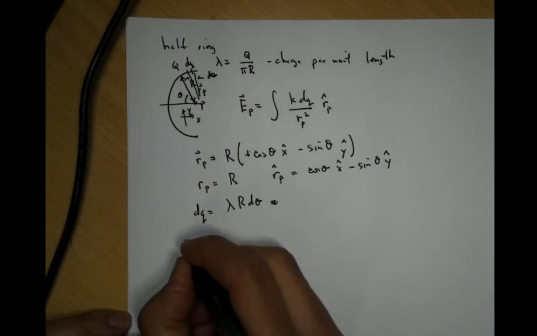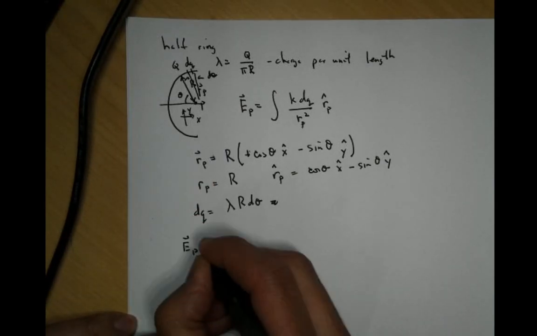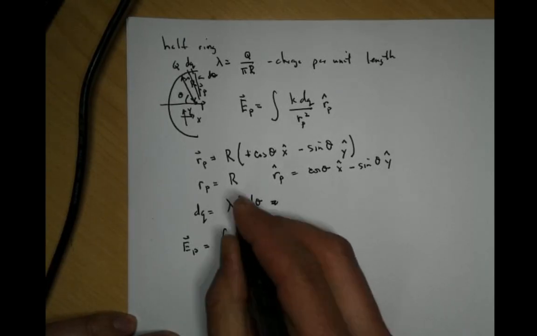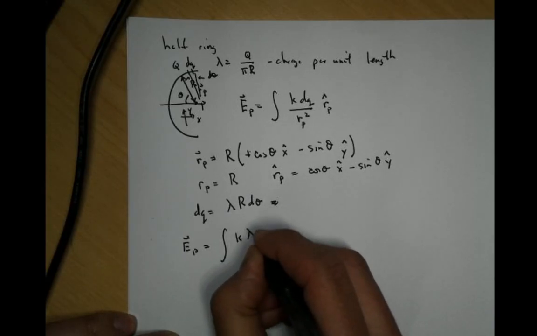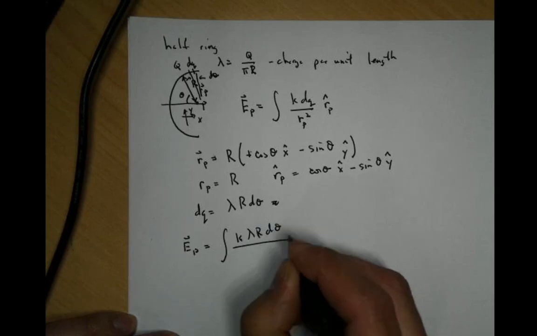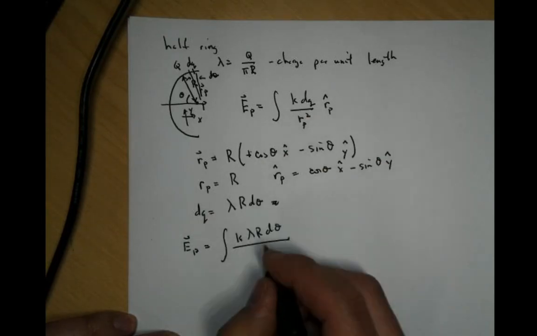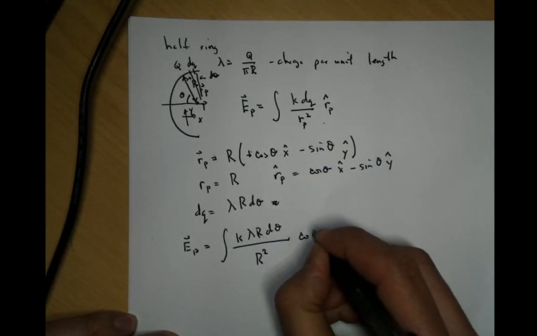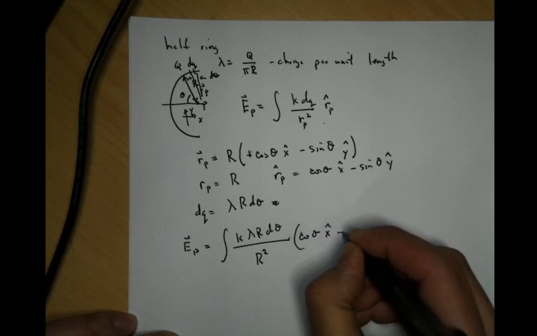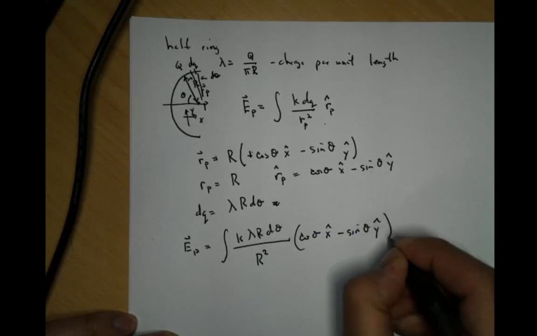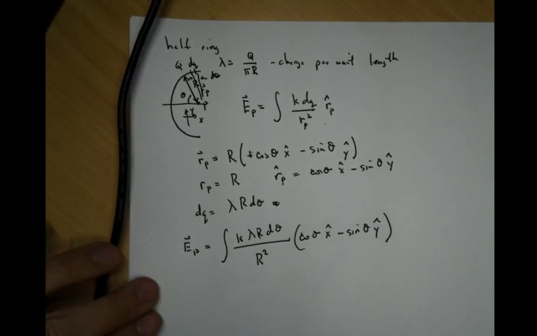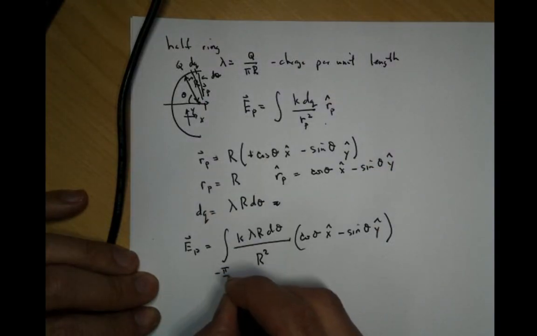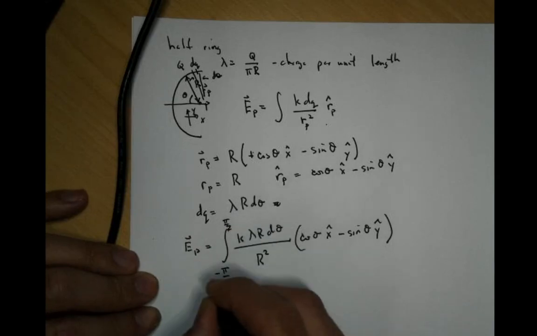Let's plug it in. E_P vector is equal to the integral of k, then the dq part, that's lambda R d theta, divided by R_P squared, and R_P squared is capital R squared. That's nice. R_P hat is just this horrible thing right here: cosine theta x hat minus sine theta y hat. And what am I integrating from? I'm going to integrate from minus pi over 2 to pi over 2 for theta.